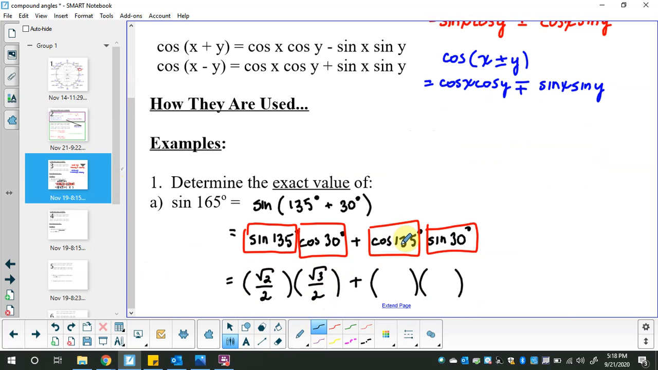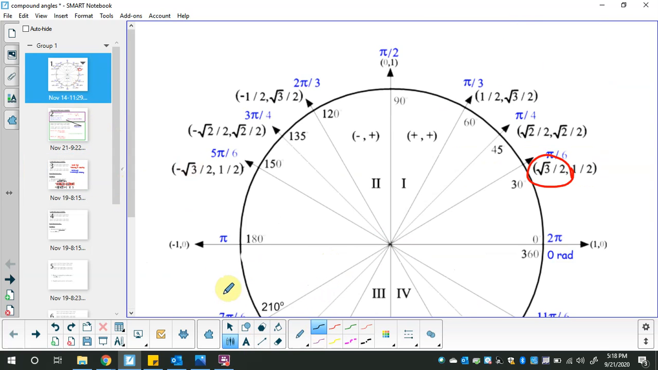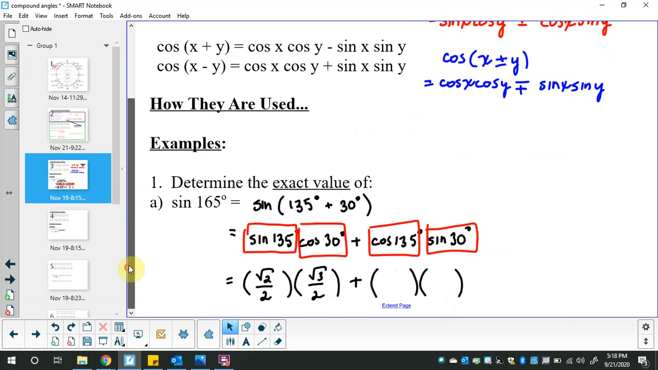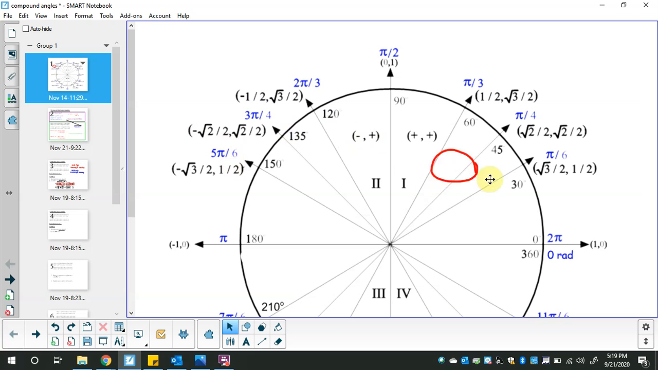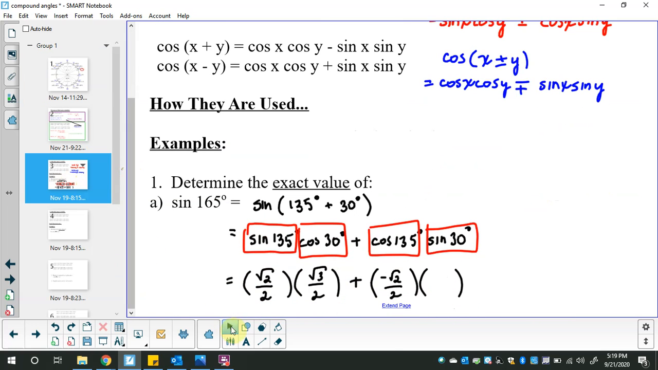Then I have to go back to 135 degrees, and I have to pick cos, and cos is the first one, so negative root 2 over 2. And finally, I have to go back to 30 degrees and pick sine. So here's 30 degrees. Sine is the second one, so I select the 1/2, and I replace the box of information with a half.